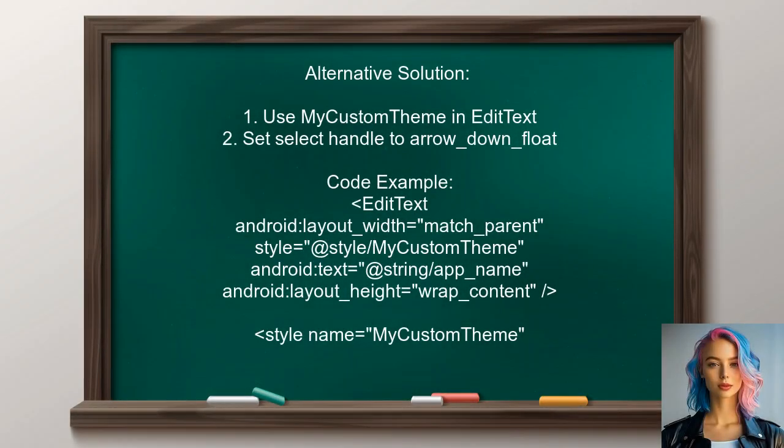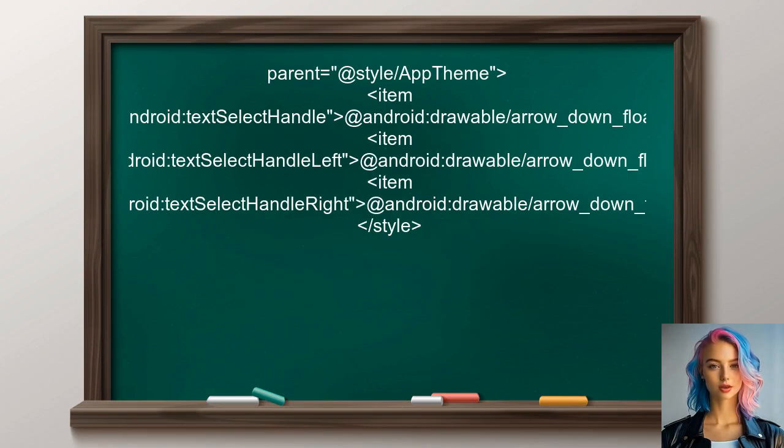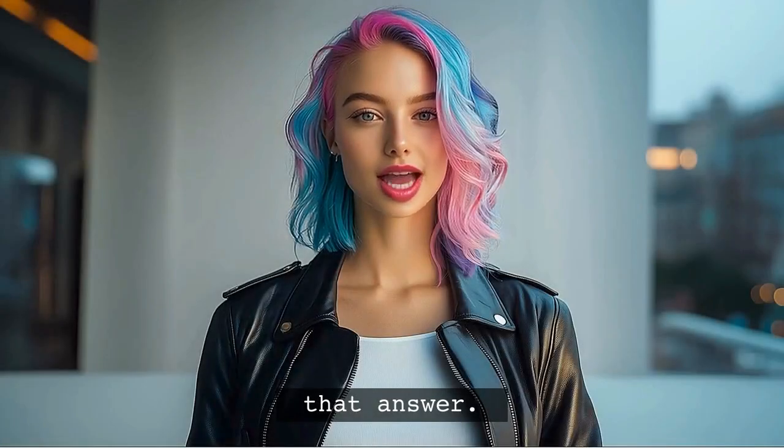An alternative solution provided by another user suggests a simpler approach. They recommend using the MyCustomTheme style directly in the EditText. This style sets the select handle to a drawable called arrow_down_float, which works perfectly on Nougat. That's all on that answer. Let's take a look at another one.